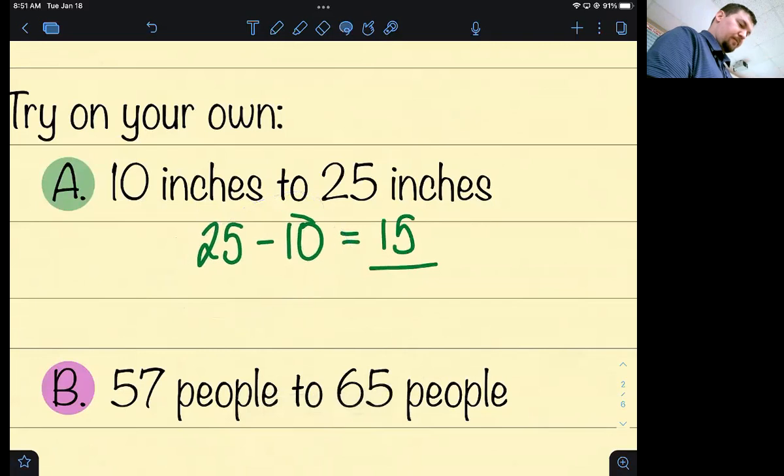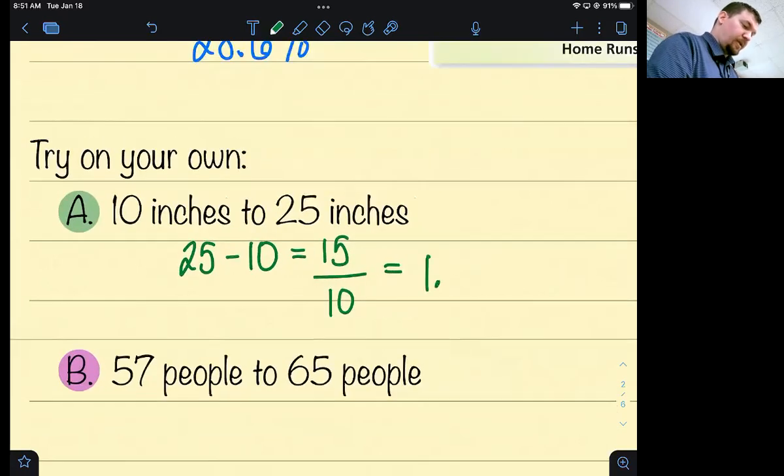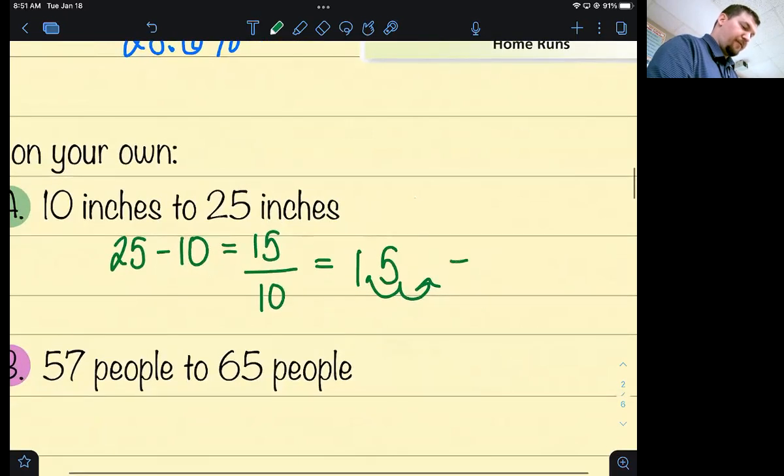I guess I can put that up here. The bottom number of our fraction is going to be the original, which in this case is just the first number, which is the 10. So we have 15 over 10. That's our fraction. We're going to change that into a decimal. Andrea, what is 15 divided by 10? 1.5. And what's 1.5 as a percent? 150%. Good job. So it's 150%.